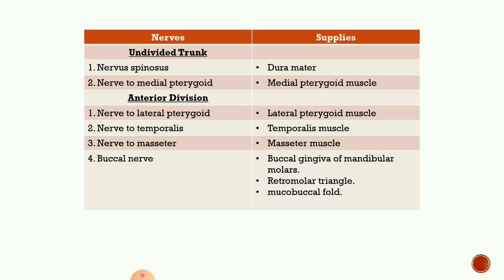Then it gets split into anterior division and posterior division. The anterior division gives off branches to three muscles of mastication except medial pterygoid, which emerges from the undivided trunk. So the remaining three muscles of mastication are the lateral pterygoid muscle, which is supplied by the nerve to lateral pterygoid, the temporalis muscle, which is supplied by the nerve to temporalis, and the masseter muscle, which is supplied by the nerve to masseter. Easy to remember. And last is the buccal nerve, which supplies buccal gingiva of mandibular molars, retromolar triangle and mucobuccal fold.